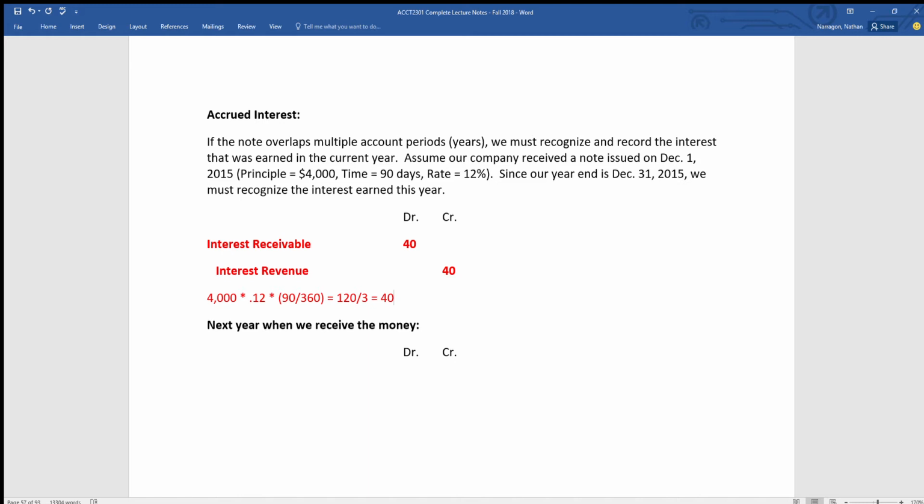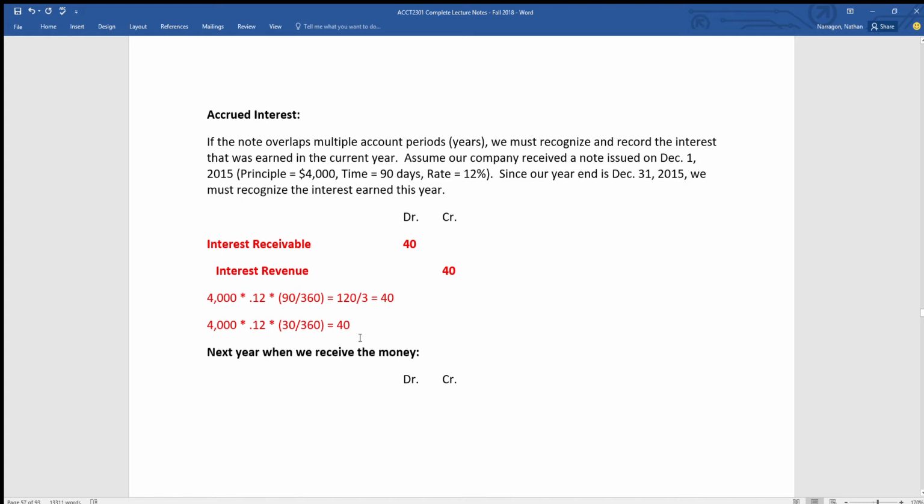Another way you can do this is taking the 4,000 times 0.12 times 30 days divided by 360. And that will end up equaling the 40. Okay? So you can also do it that way. It depends on which way you would like to do it. I mean, that one's a little bit simpler. I would probably run with the second one just because we already know the days.